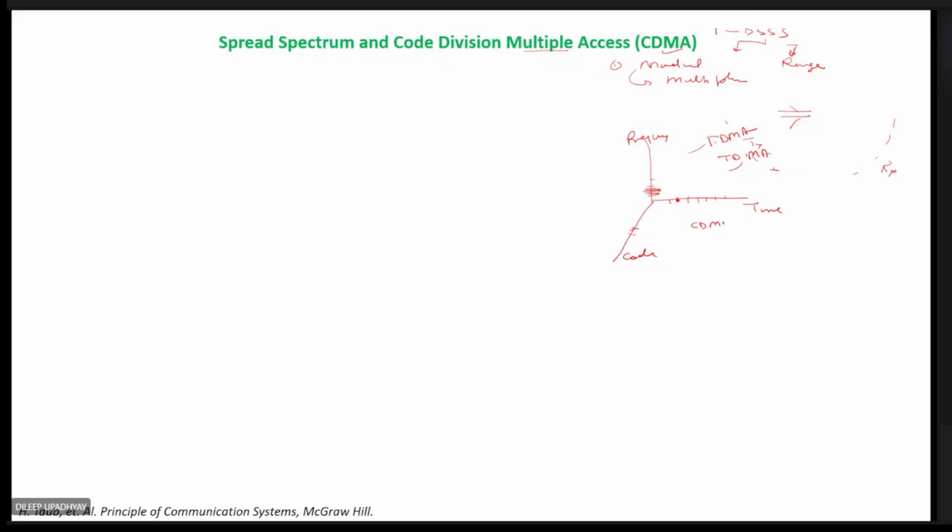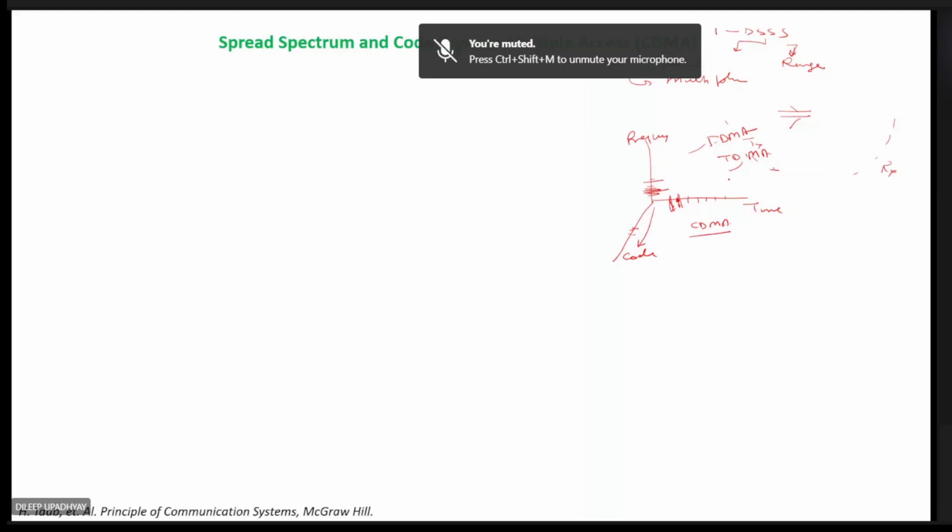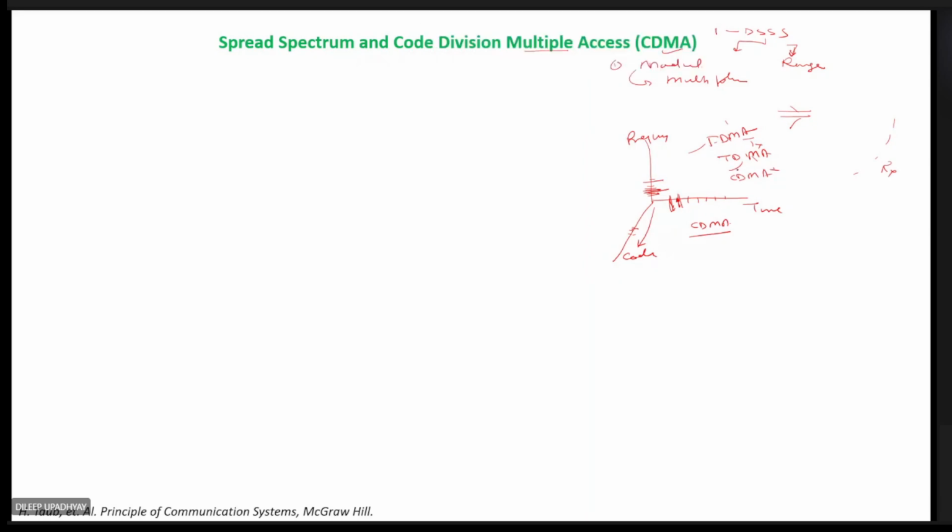In CDMA, you use the same frequency band, that is, the same carrier throughout, and at the same time, but different codes are used by the different transmitters. Such multiple access techniques are called CDMA, code division multiple access. And the design of CDMA is possible with the help of direct sequence spread spectrum techniques.